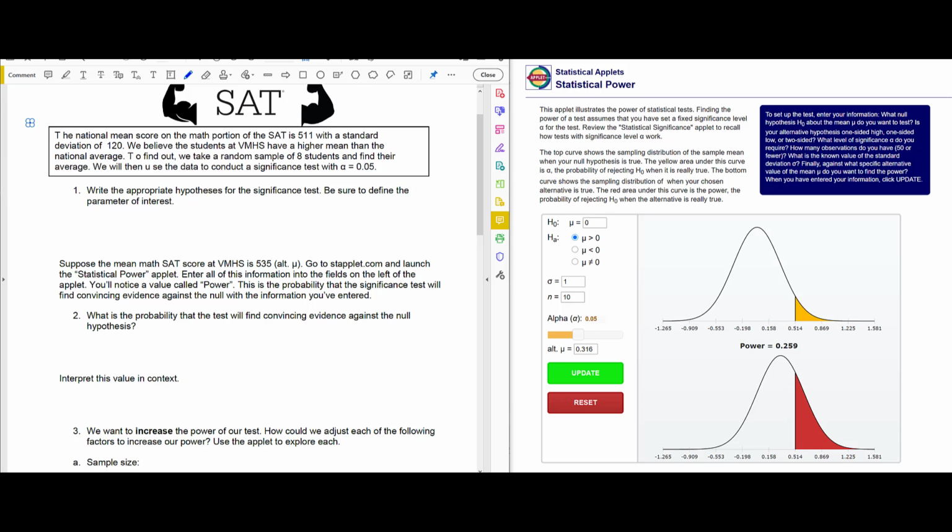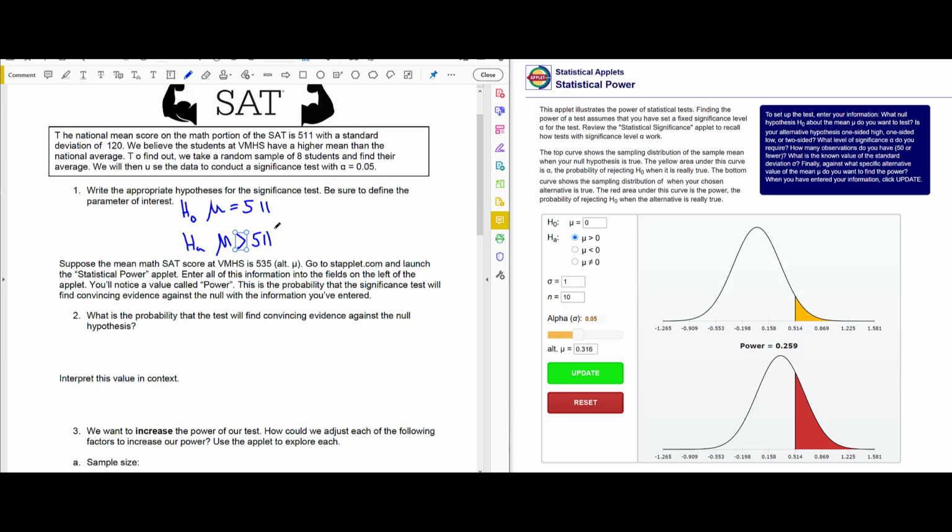So to start here, let's talk about our hypotheses for the significance test, as well as define the parameter that we're going to be talking about. So first off, we should have our null hypothesis. The null hypothesis says the mean average for SAT on the math portion is 511. Now we said that we believe that VMHS has a higher mean than the national average, so our alternative is simply greater than. So our mu is greater than 511.